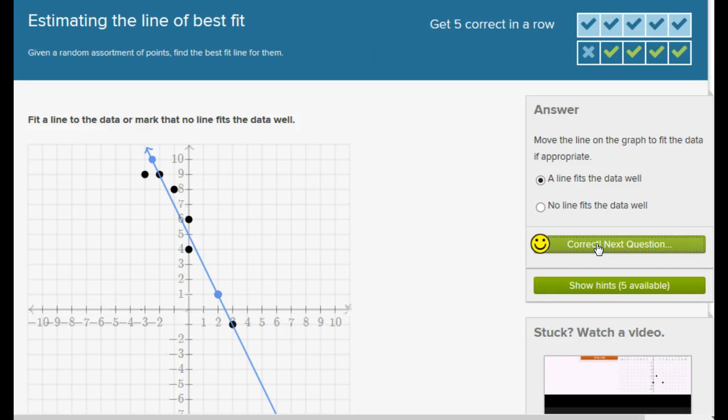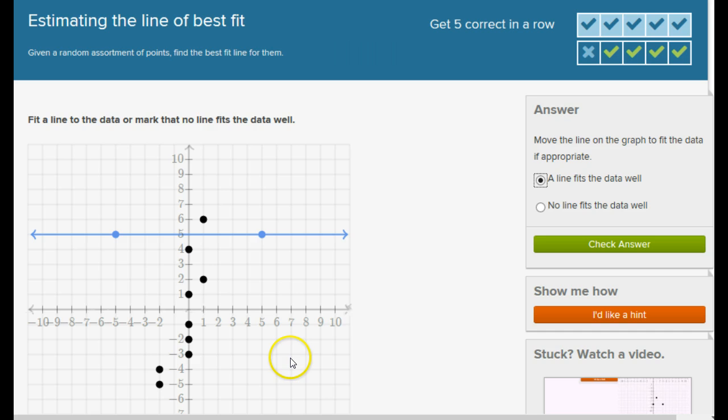And that one's correct. Once again, correlation, this would be a negative correlation. It's going down from left to right. So as x is increasing, y is decreasing. That would be negative correlation. All right, one more.